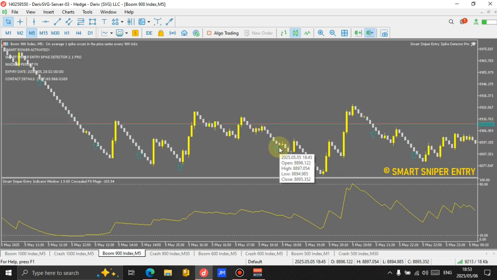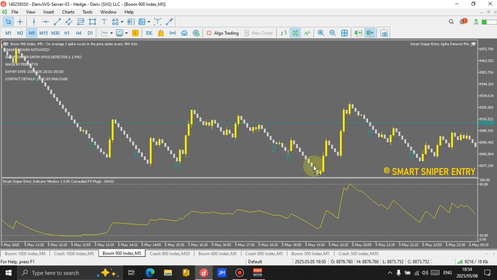We got more entries. Here we got an entry. We didn't get a spike. There was a small rejection, but if you closed in a small loss, you would have recovered again on the signal over here. Here you would have taken another.